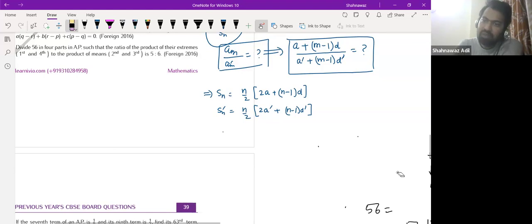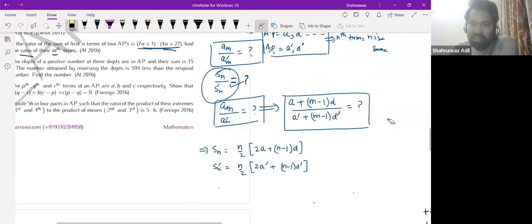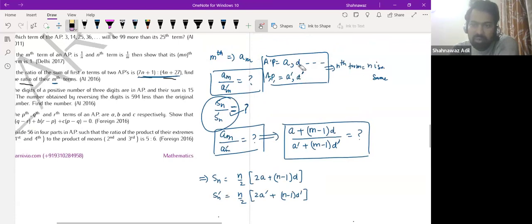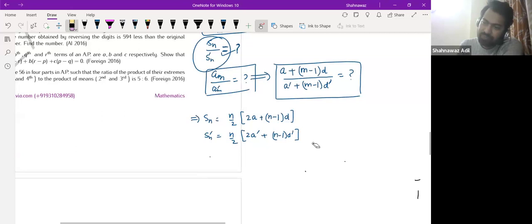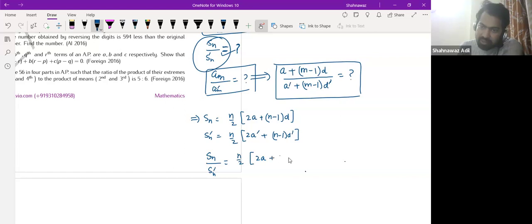Because two APs have different first terms and common differences, but their number of terms is the same expression. Then what is the ratio Sn by Sn prime? This is n by 2 into 2a plus n minus 1 d, and n by 2 into 2a prime plus n minus 1 d prime.